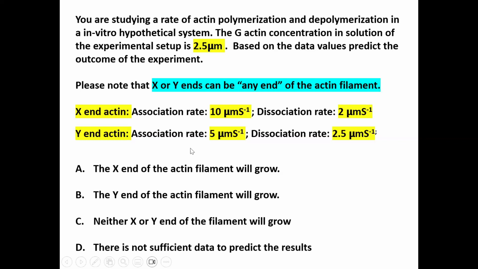So let's take a look at this. Let's do this math problem. Just use your formula, rate of dissociation D over rate of association A, and then calculate which is bigger and which is smaller.